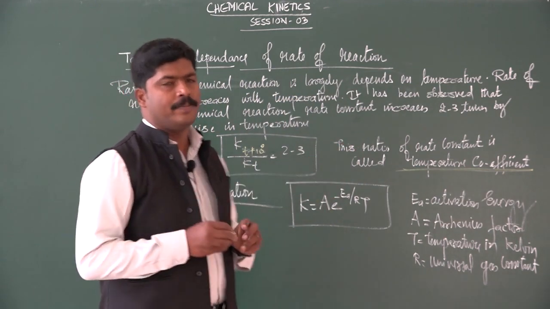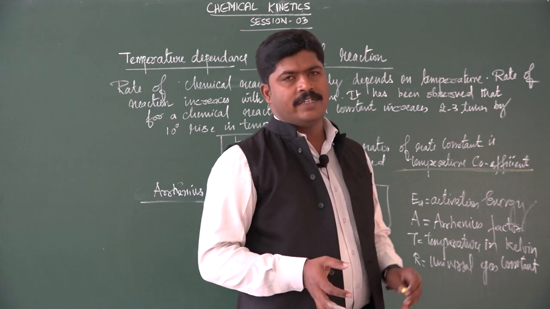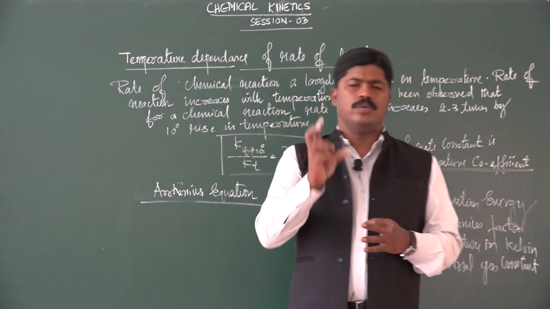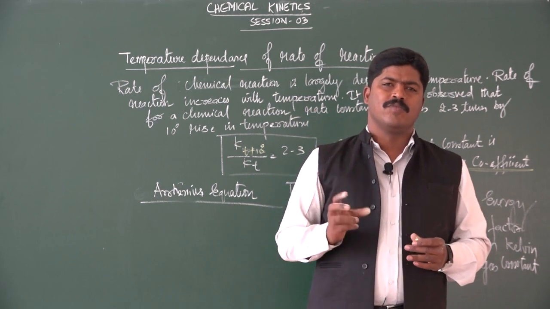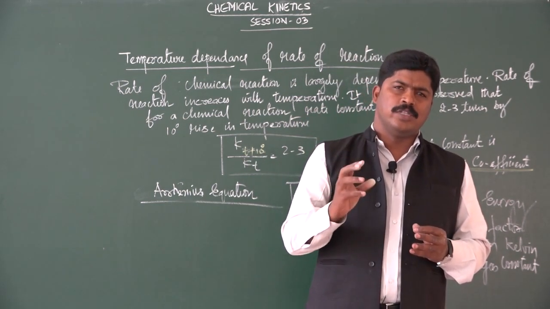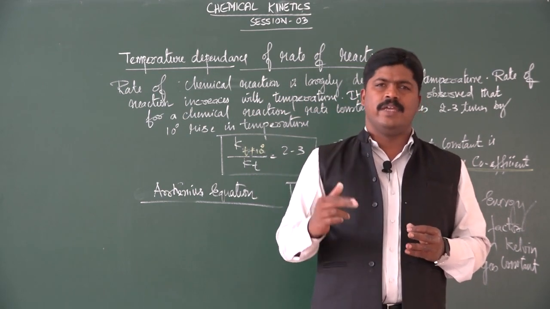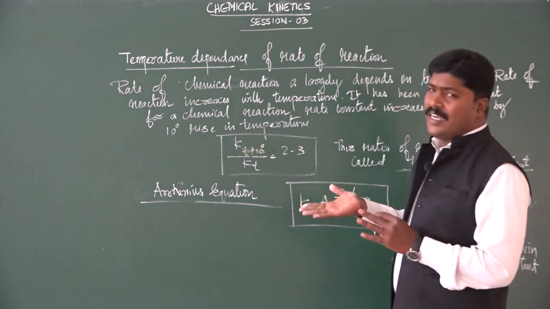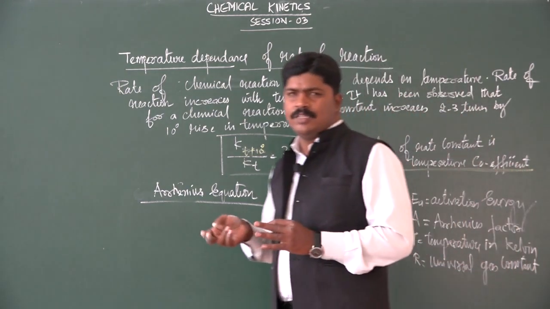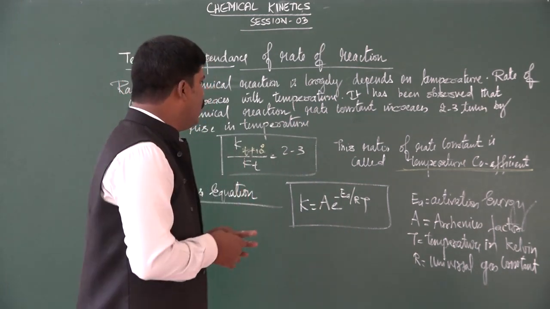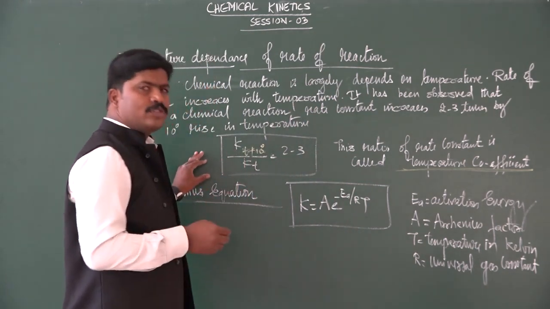That means you are very clear. Of course, in the next session, I will bring a plot of the graph and explain how we can come to the conclusion that temperature increases the rate of a reaction. But today, how does it affect the rate constant? 2 to 3 times, with just an increase of 10 degrees Celsius. That is how the temperature affects. Of course, we will discuss it in the next class.